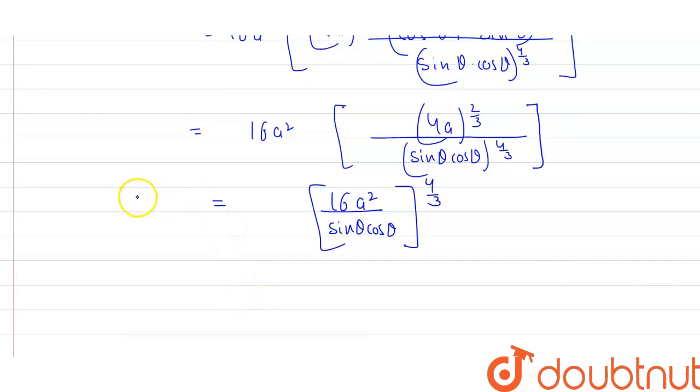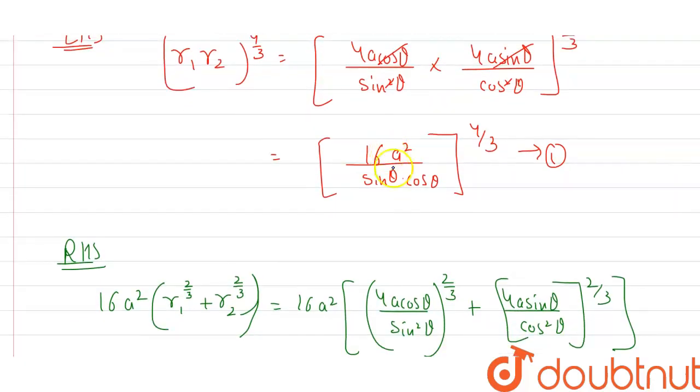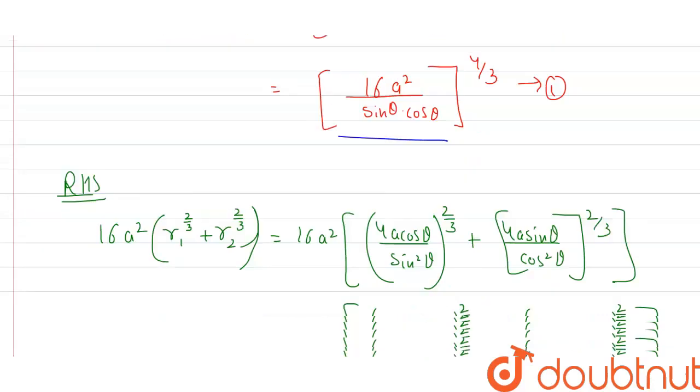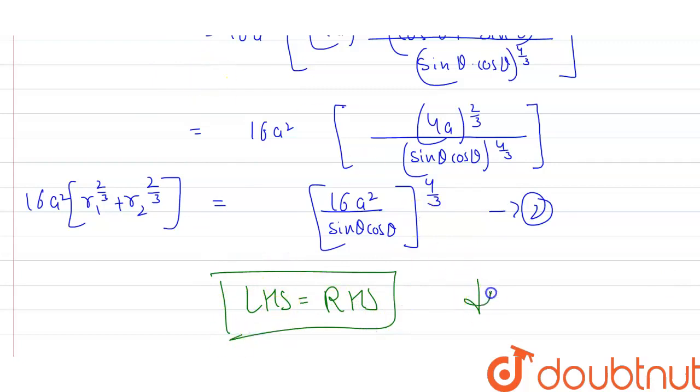After this, I can write my RHS part, which is basically equal to 16a square having R1 to the power of 2 by 3 plus R2 to the power of 2 by 3. Now if you notice the value of LHS, my LHS value is 16a square divided by sine theta cos theta to the power of 4 by 3, and this is my equation number 2. So clearly we can see that LHS and RHS both have the same value. This is what we have to prove. Hence proved. This is what we just proved here.